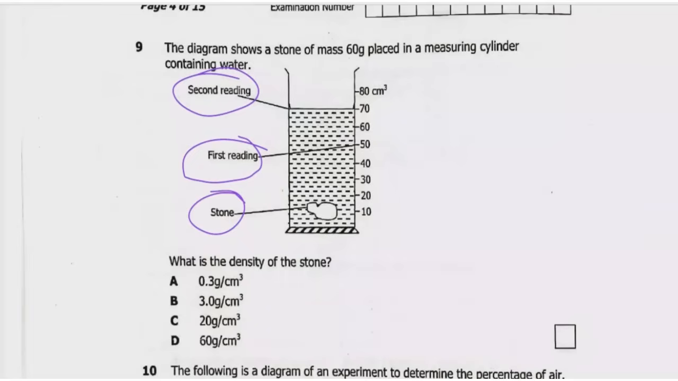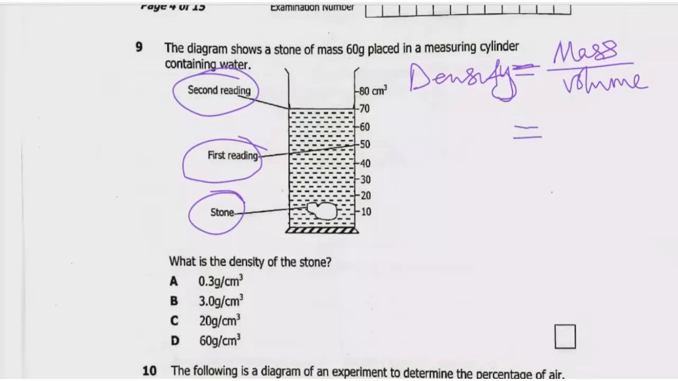Now what we should understand is the formula for density is equal to mass over volume. Okay, so we can come here now. What is the mass? We are told the mass of the stone is 60 grams, so we can write 60 grams here. Okay, now over volume. What is the volume? The volume we are not given. So to find the volume of the stone, let's concentrate on the left side of the screen.